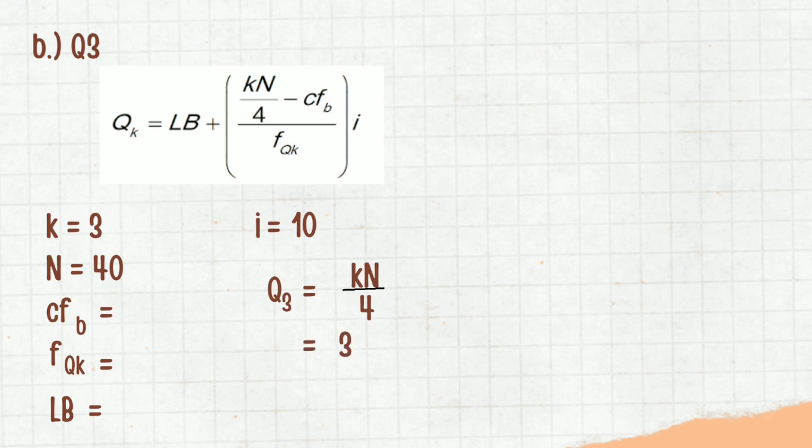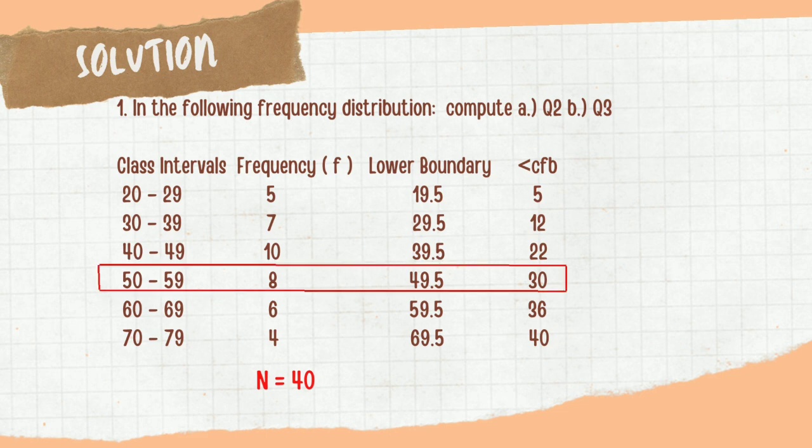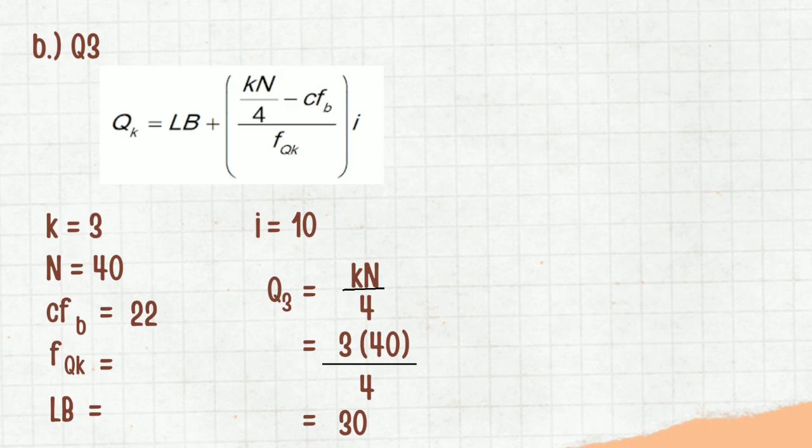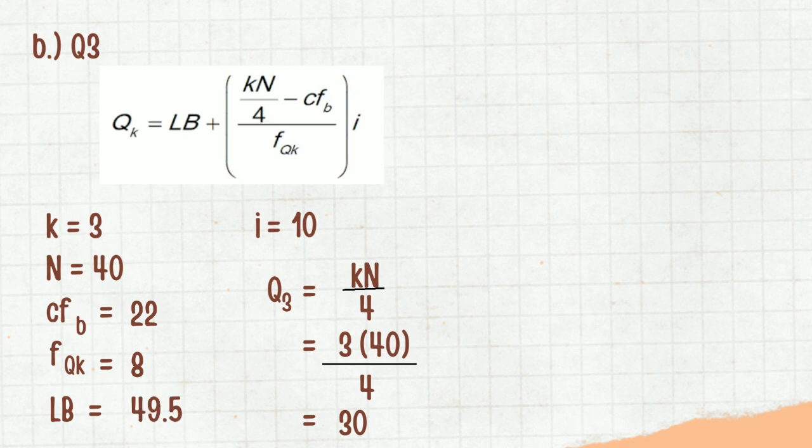So Q3 is equal to K, which is 3, N is still 40, over 4. So we will get 30. So 30 belongs to here. So we will just focus on this row. So the cumulative frequency before the class is 22. The frequency of the class is 8. The lower boundary is 49.5.